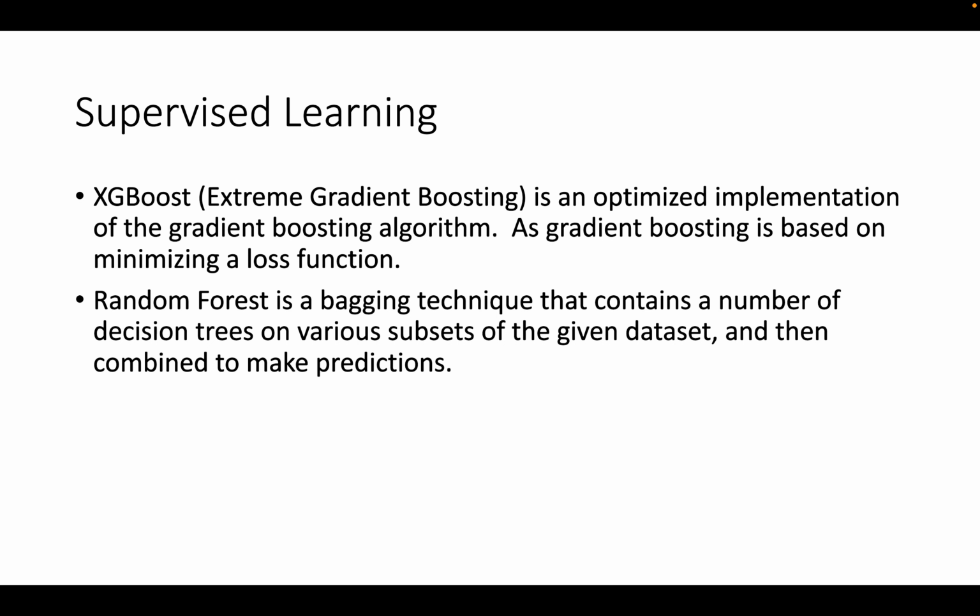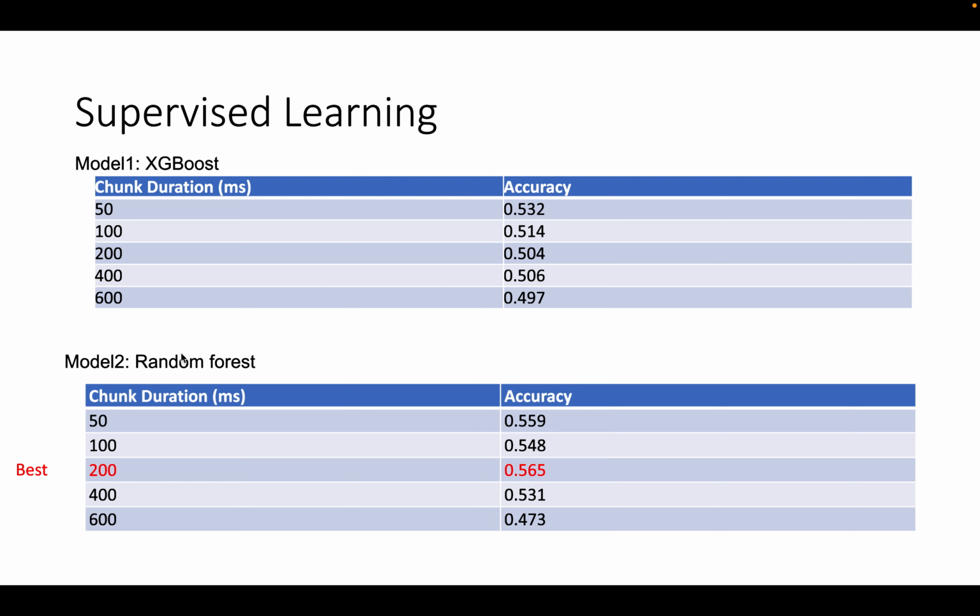Then we tried another method, which is supervised learning. There are two methods we tried: XGBoost and random forest. To try those models, we combined the models with a lot of different chunks of data. At the beginning, we have about a 2 hour audio file, and we divided the file into smaller pieces. Each piece is like 50 milliseconds, 100 milliseconds, so that we can have different kinds of data.